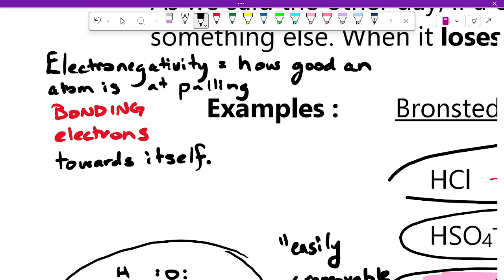Okay, so in general, carbon and hydrogen have similar electronegativity. Yes? So the electronegativity of carbon is approximately equal to the electronegativity of hydrogen.